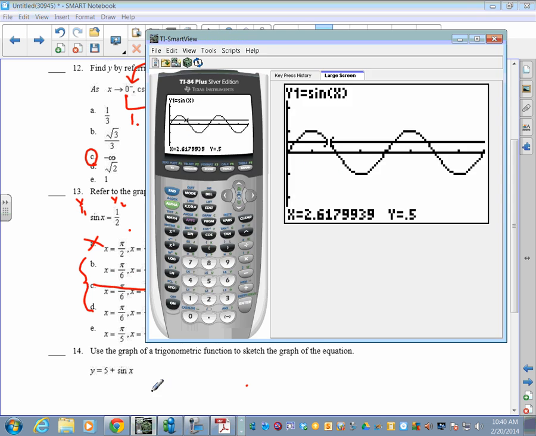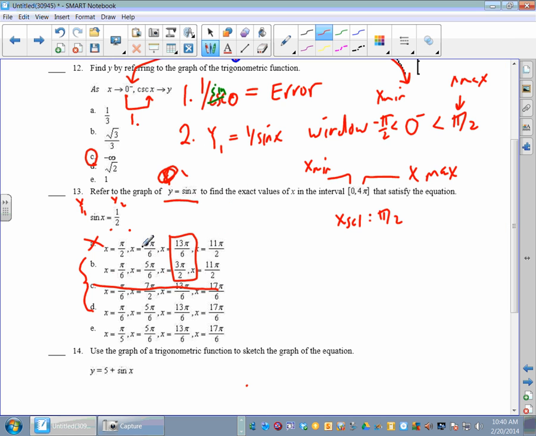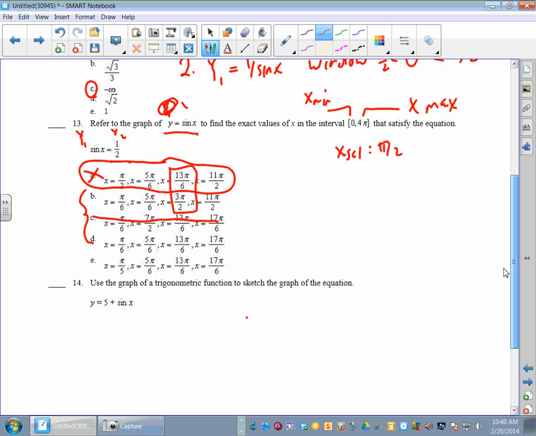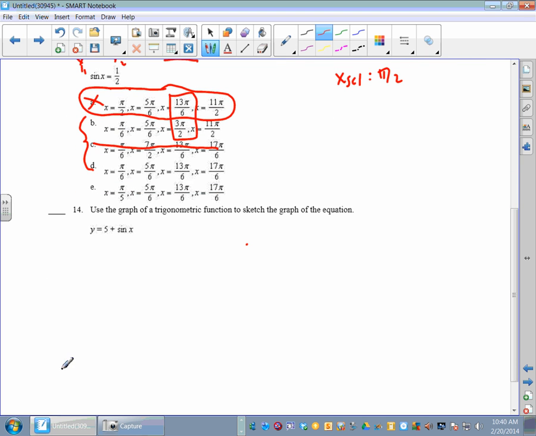I'll check 13 pi over 6 first. Second, calculate value 13 pi divided by 6. Now I got 0.5. So I know this is going to be the answer. You can do second calculate intersect, but you're getting a bunch of decimals, and you won't know which is which. Okay?